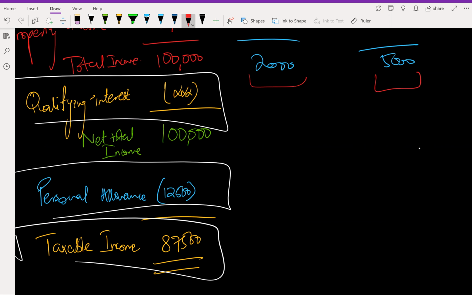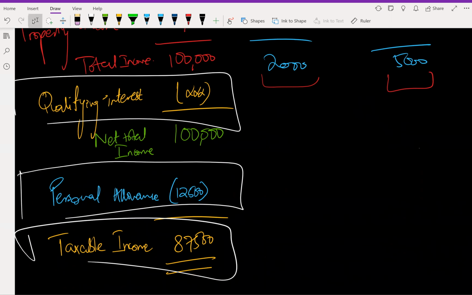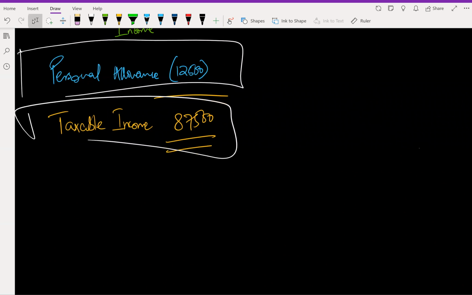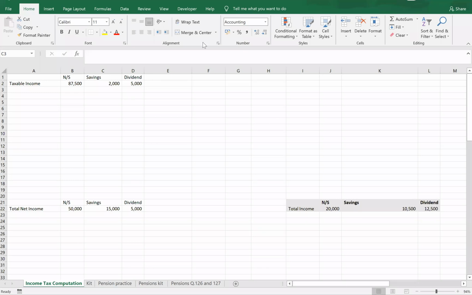All right. Now, question is, how do you tax? Very crucial. Okay. And I'm going to do it on Excel for you guys. Just give me a second. Taxable income non-savings was 87,500. Savings income was 2,000. Dividend income was 5,000, right? Tax rates need to apply.